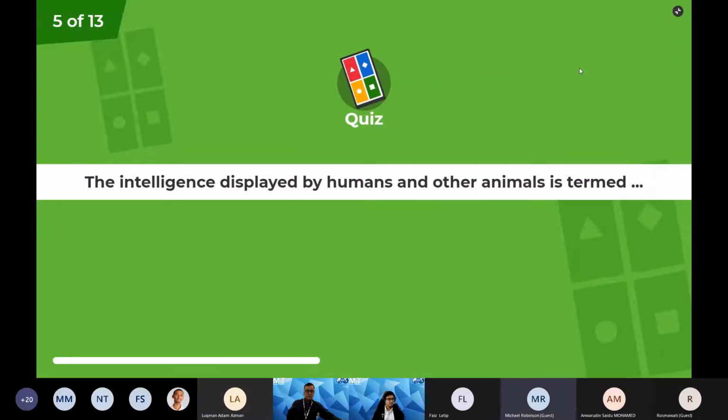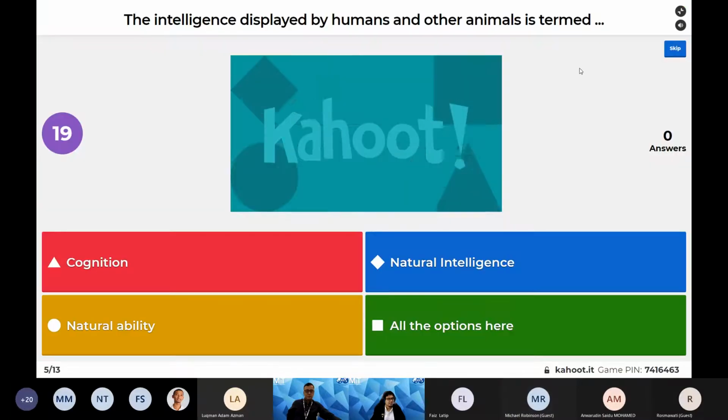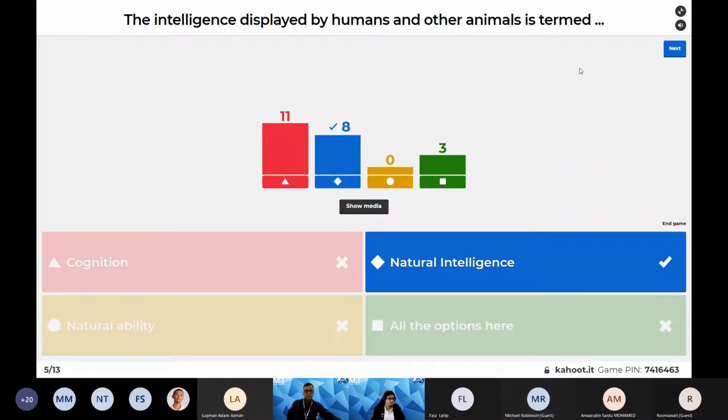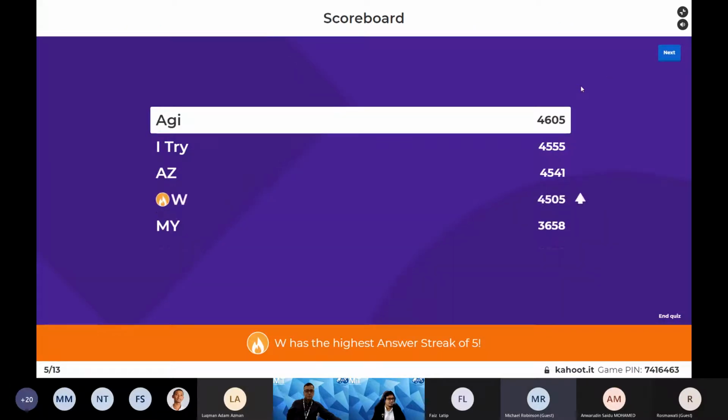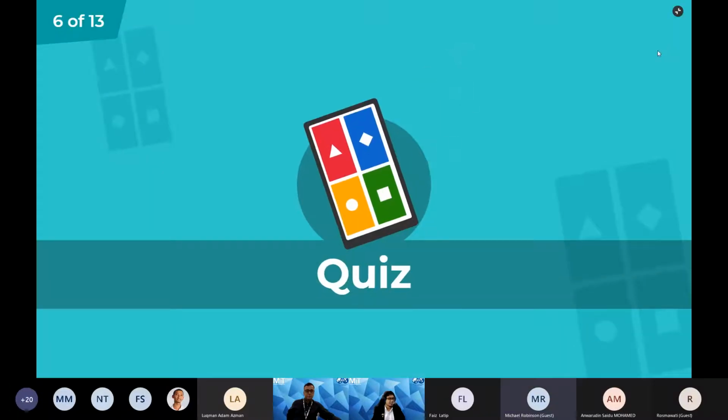Next question. Intelligence displayed by humans and other animals is termed: cognition, natural intelligence, natural ability, or all of the options here? The answer is natural intelligence. About 40% got that right. Still Agi in first place, and W with the highest answer streak of 5. Looks like he's catching up slowly. The battle goes on.